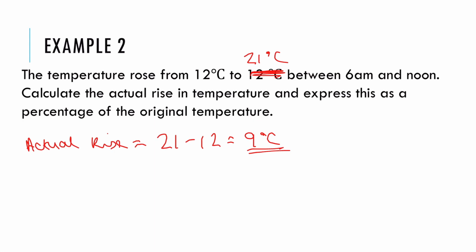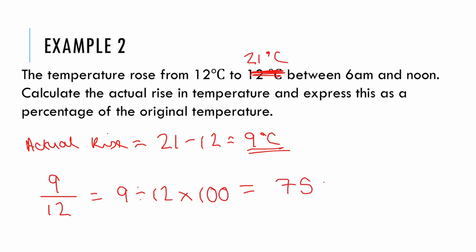Express this as a percentage of the original temperature. So we have 9 expressed over the original temperature, which was 12. And we change this into a percentage. And that is 75%. So there was a 75% rise in temperature.